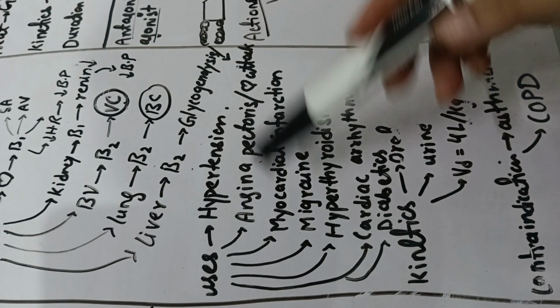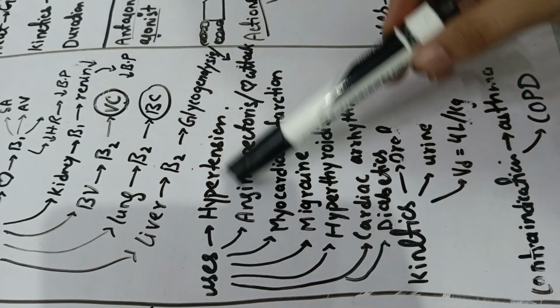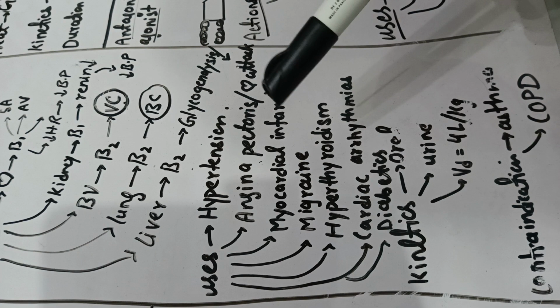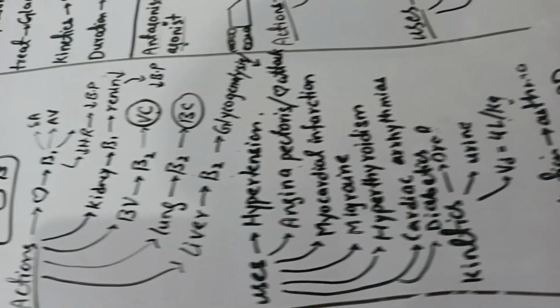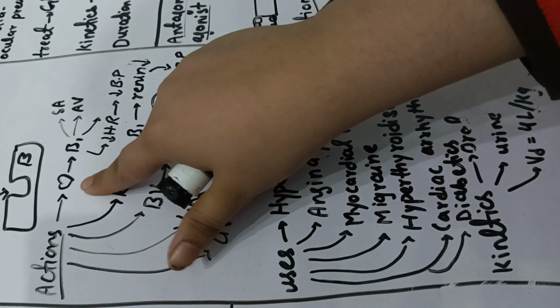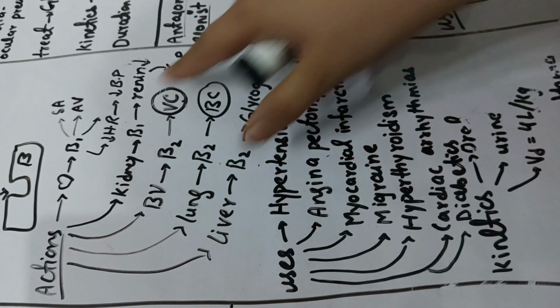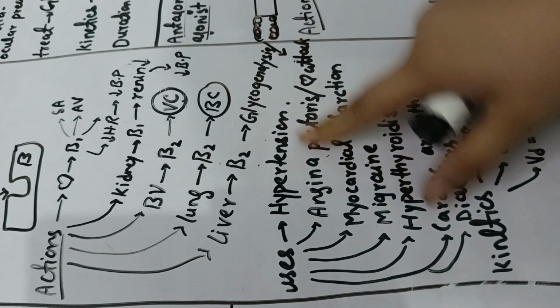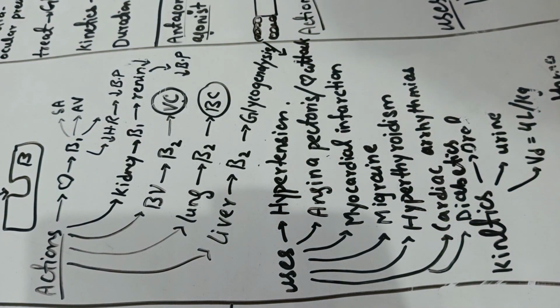Now let's discuss some therapeutic uses of propranolol. It is used in hypertension. What is meant by hypertension? High blood pressure. As we have studied in their actions, by acting on the heart they decrease your blood pressure, and by acting on the kidney they decrease your blood pressure. So a patient having high blood pressure takes propranolol, and it decreases their blood pressure.